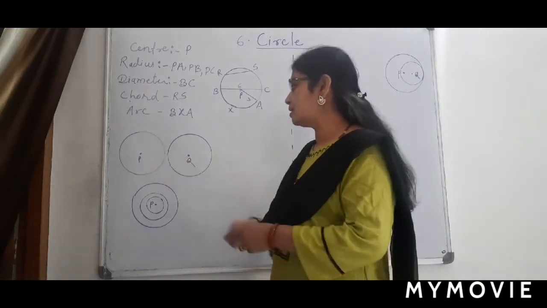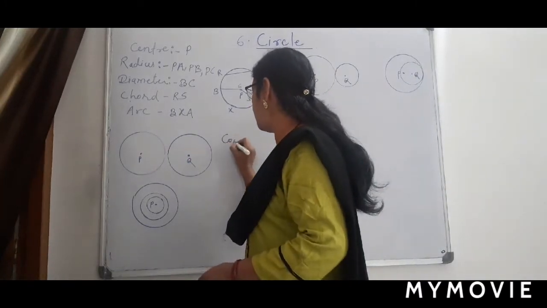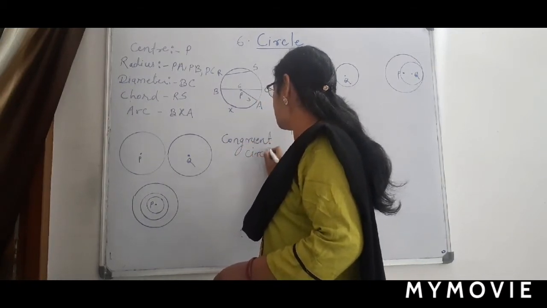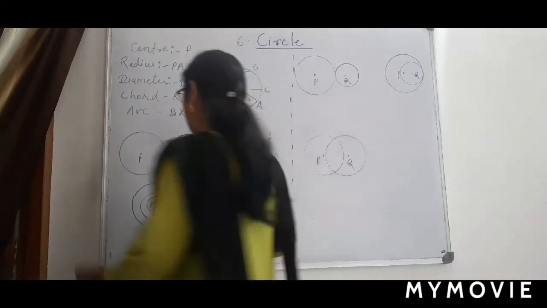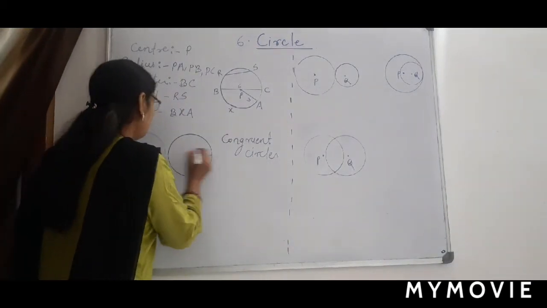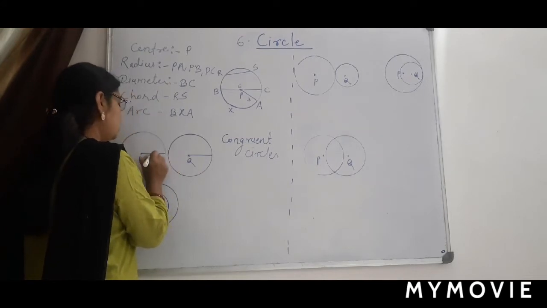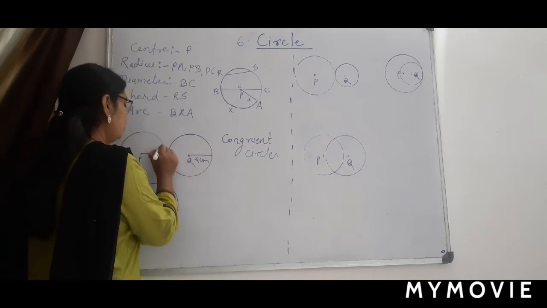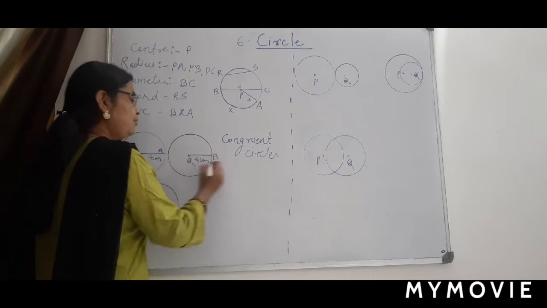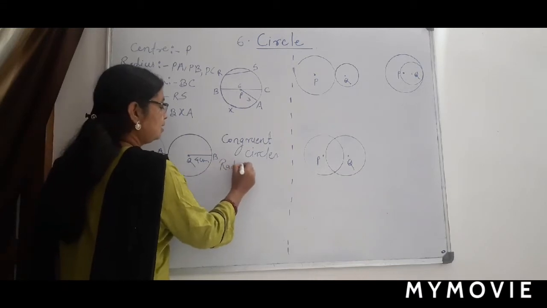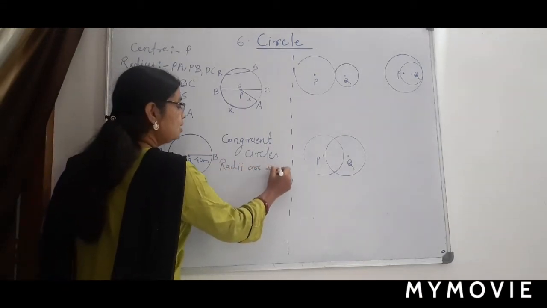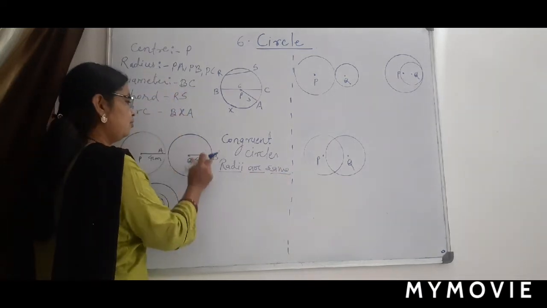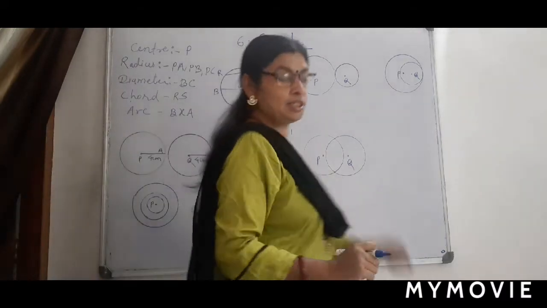Now see, the next term is congruent circles. What is meant by congruent circles? If radii are the same, then they are called congruent circles. Now this radius is 4 cm and this one is also 4 cm. PA, QB. If radii are the same, then those circles are said to be congruent circles. Radii of both the circles are the same, here 4 cm, 4 cm.